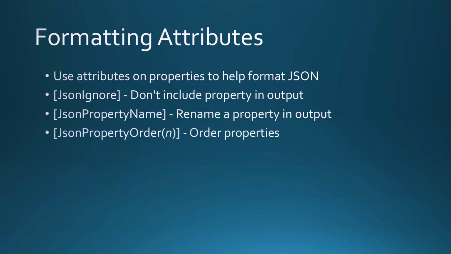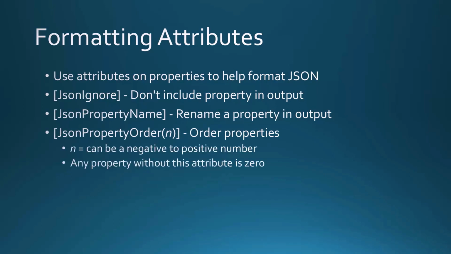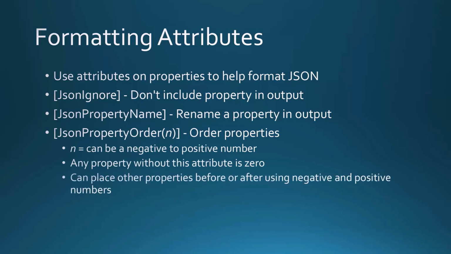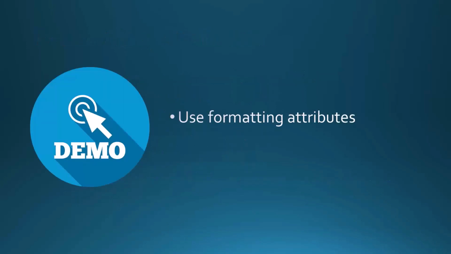JSON property order lets you order the properties, so n can be a negative or a positive number. Any property without this attribute is 0, but you can then place properties before or after using negative and positive numbers within the parentheses of this attribute. Let's take a look at some of these formatting attributes.